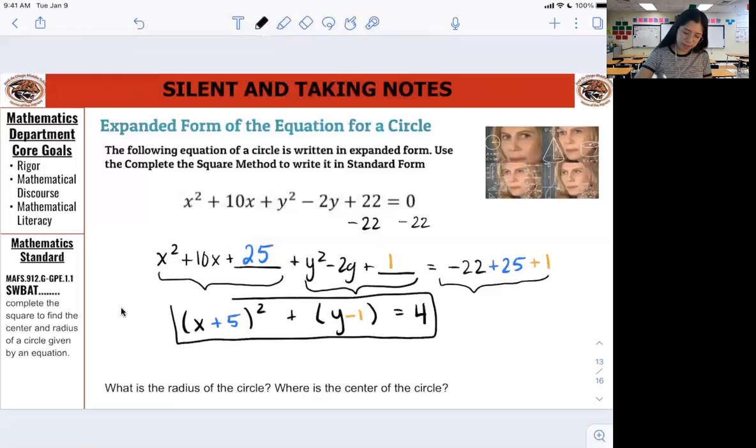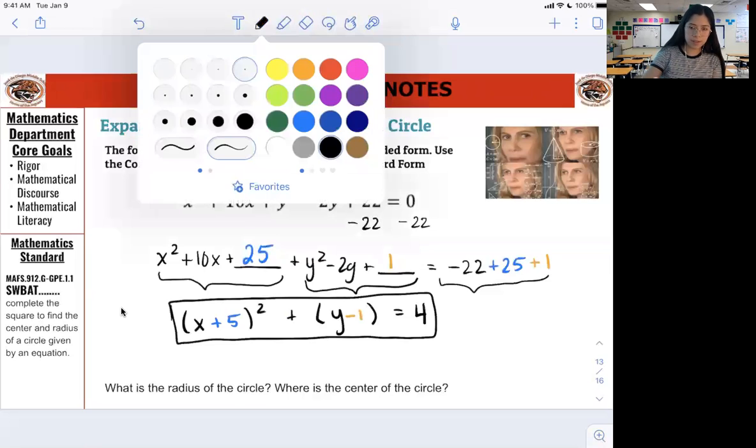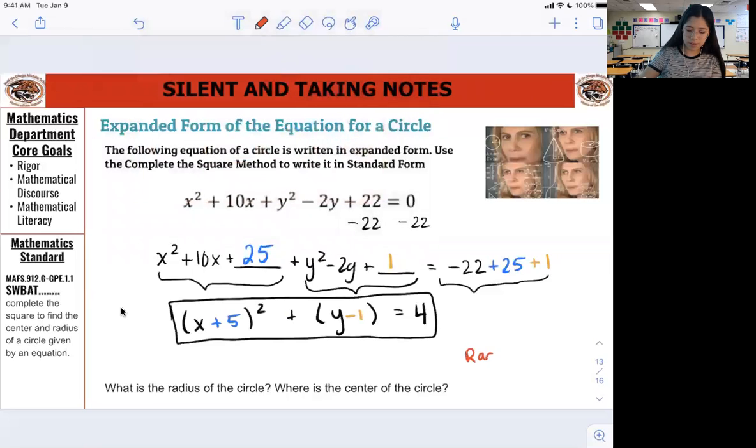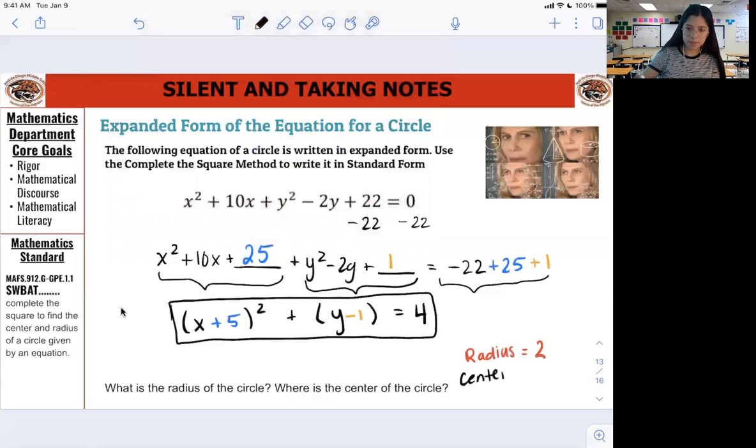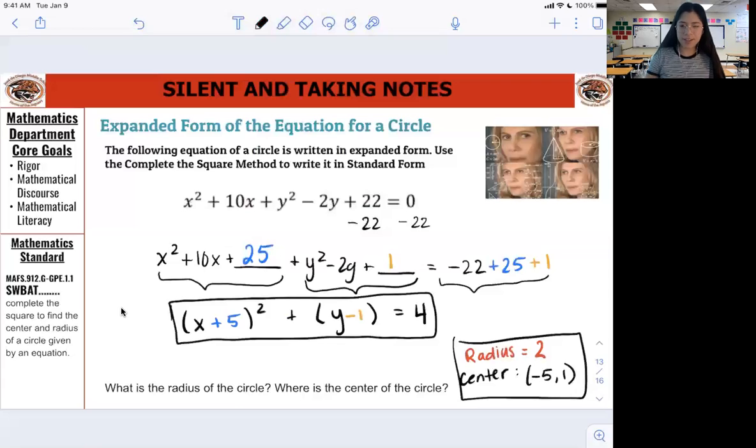Yay! Woohoo! What is the value of the radius? Good. The radius is 2. And what's my center? What's my center? -5, 1. And there you have it, folks. Thank you, Pearl. Yeah, I know I'm a genius. It's fine.